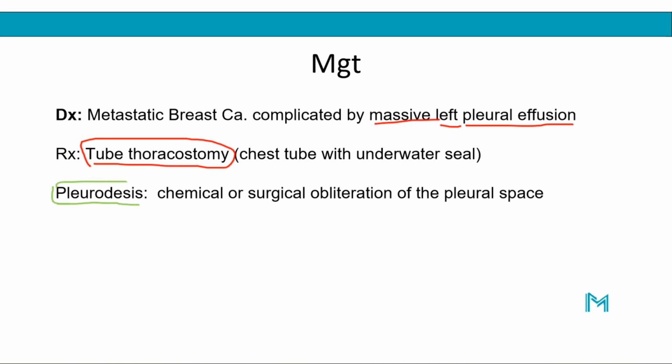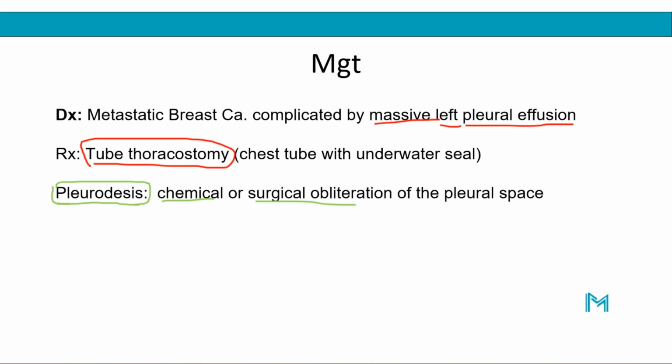If that met is still going to be there, this is more of an advanced breast CA, and if you don't close that space, the cancer is still going to be there and the fluid will still keep coming. So the definitive management, once you drain that fluid, is to close the pleural space, and that is called pleurodesis, and that can be done either using a chemical method or a surgical method. Now, one of the chemicals that is commonly used is talc.